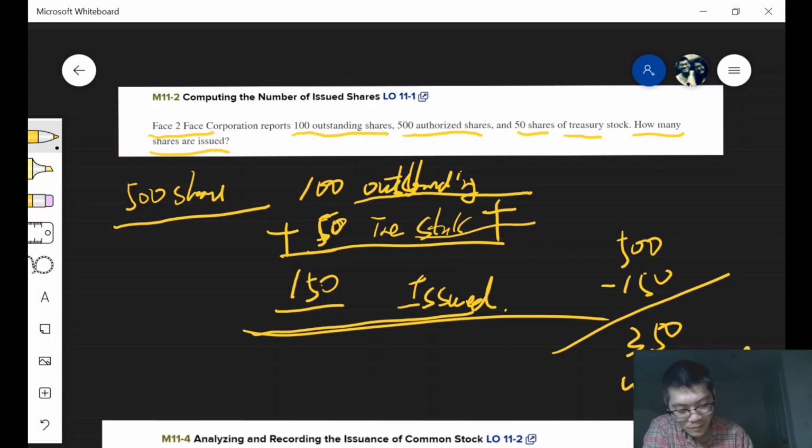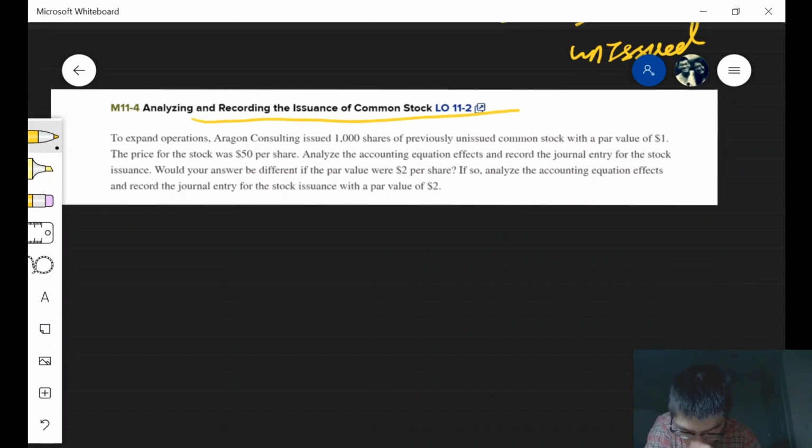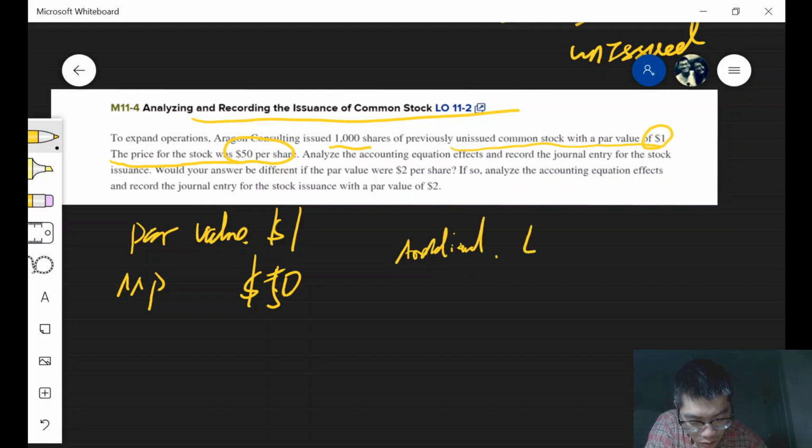Next, analyze recording the issuance of common stock. To expand operations, Oregon Consulting issued 1,000 shares of previously unissued common stock with a par value of $1. The price for the stock was $50 per share. Analyze the accounting equation effect and record journal entries. If the par value is $1 and the market price for the stock is $50, for each share we sell on the market, we get an additional $49, right?